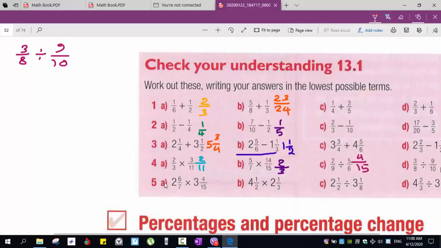Now question 5, it's mixed numbers. How can we multiply two mixed numbers?